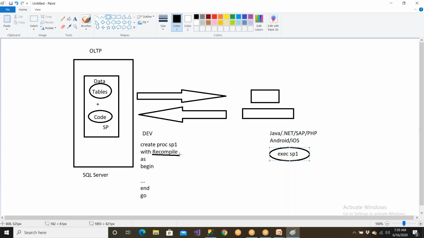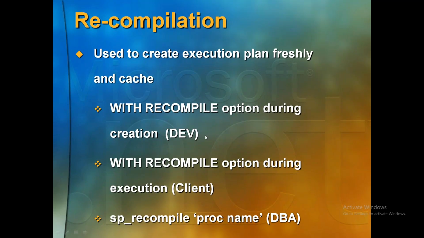So the developer will decide and say the recompilation option with the create statement itself. Clear? So here, even though the caching is done, when you call the second time, it is going to perform a recompile. What do you mean by recompile? Deleting the plan, recreating the new plan, and caching it. Clear? So this is one option given to you, the recompile option during the creation of the stored procedure. The next one is the with recompile option during the execution.